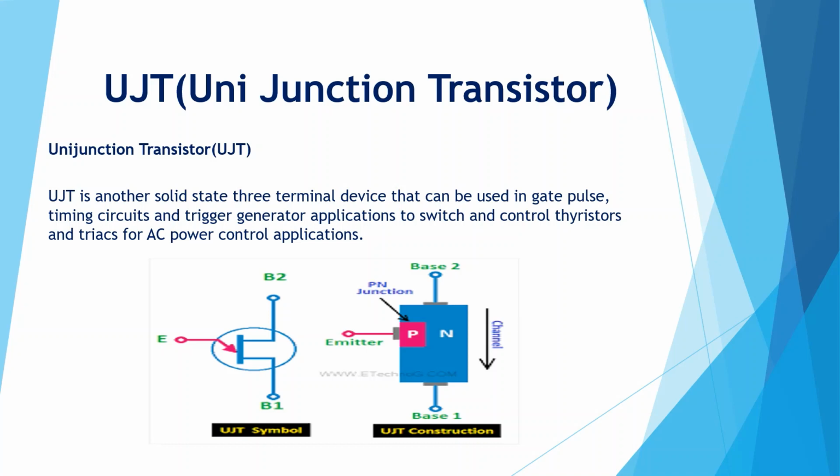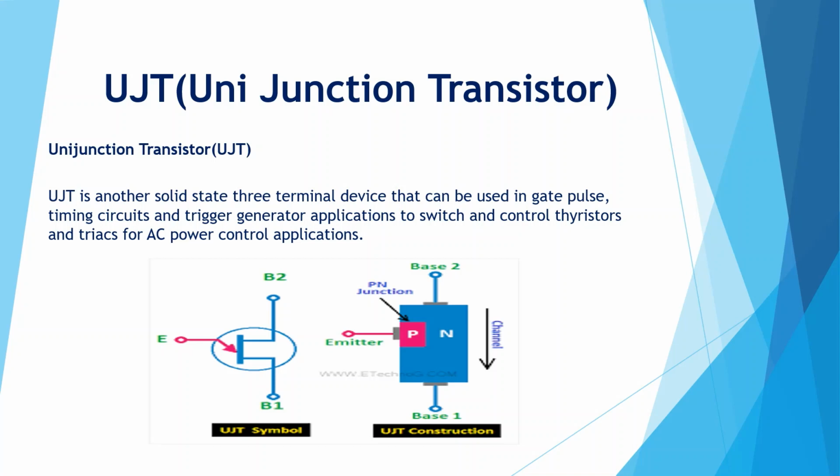Basically, the uni-junction transistor is a 3-terminal silicon diode. As its name indicates, it has only one PN junction. It differs from an ordinary diode in that it has 3 leads. A normal PN junction diode will have one junction but 2 terminals, anode and cathode. But in the case of UJT, we have 3 terminals: one emitter and 2 bases, base 1 and base 2.